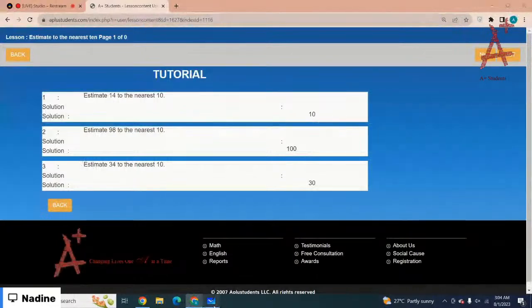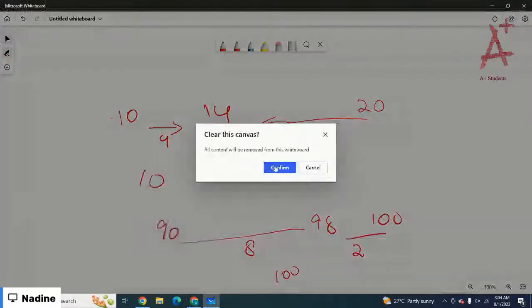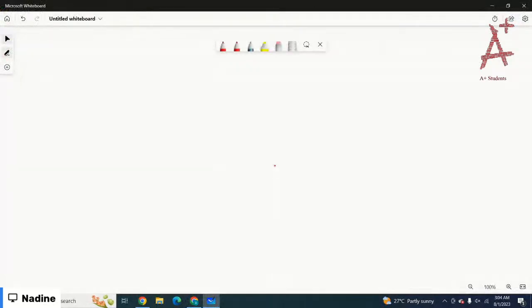Estimate 34 to the nearest 10. Okay, you have 34. 34 is between which two tens? 30 and 40. So 34 is just 4 numbers away from 30, but 6 numbers away from 40, right? So you can estimate 34 to 30, right? Because 34 is just 4 numbers away from 30.